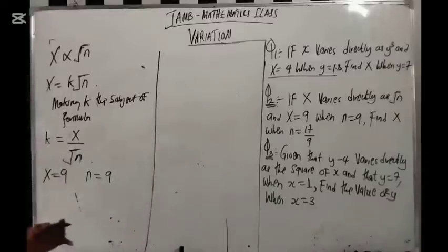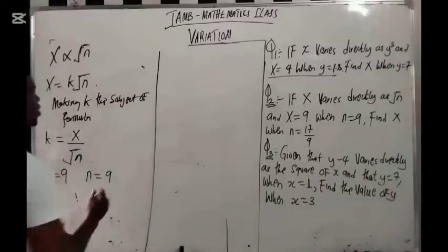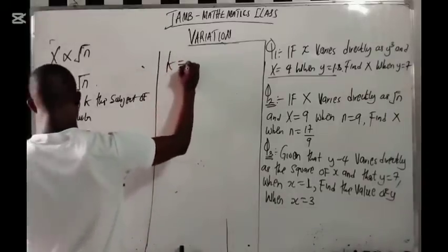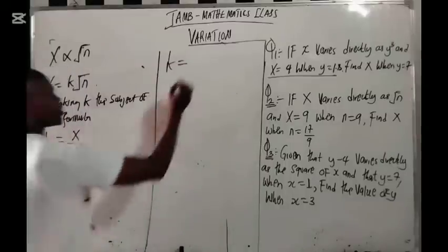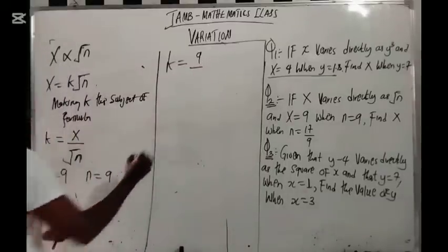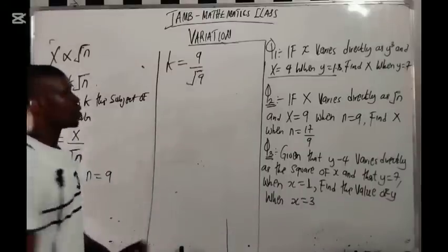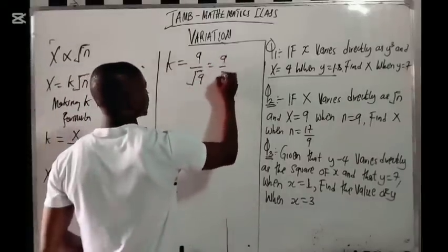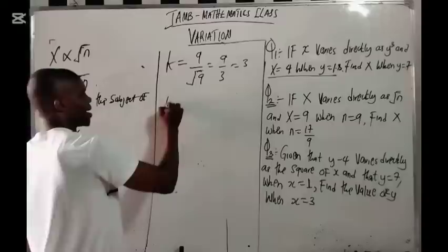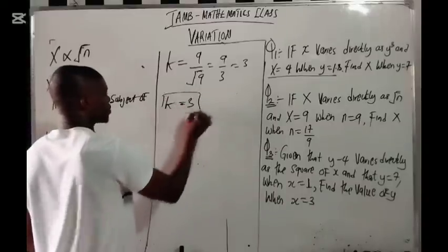So what I want to do here is to input my values. I can say k equals, my x is 9, so it will be 9 over the square root of 9, right? Remember, the square root of 9 is 3. So that will be 9 over 3, which is going to be 3. So my k is 3. That's my k.